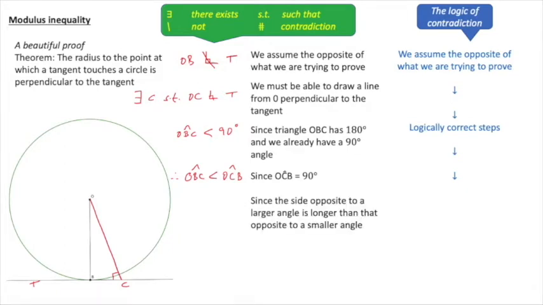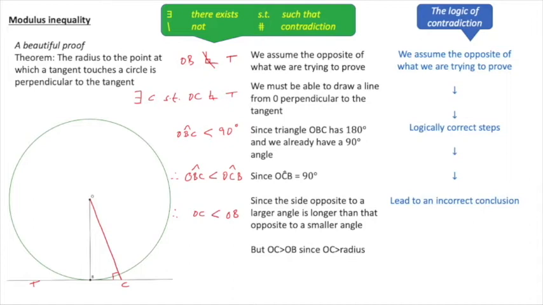And since the side opposite to a large angle in a triangle is longer than that opposite to a smaller angle, we can conclude that the side opposite to OBC, which is OC, must be less than the side opposite to OCB, which is OB, and that means this has led us to an incorrect conclusion, because OC is not less than OB, because OC is greater than the radius. It goes from the centre to outside the circle.